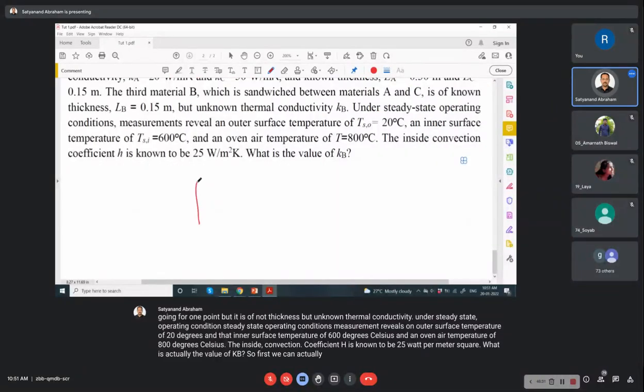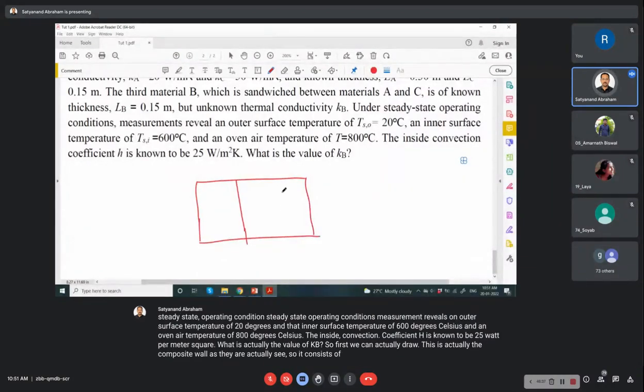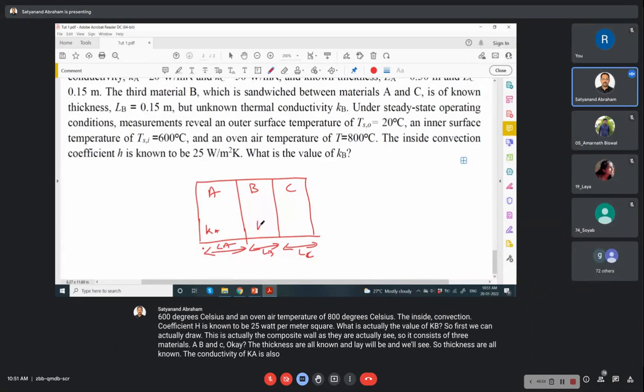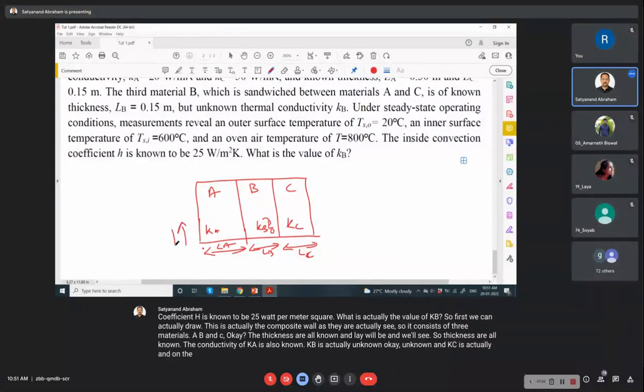So first we can draw. This is the composite wall as they are saying. It consists of three materials, A, B, and C. The thicknesses are all known, La, Lb, and Lc. The conductivity of Ka is known, Kb is unknown, and Kc is known. On the other side, H and T infinity are also known.